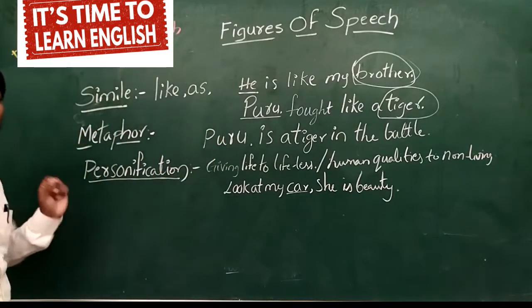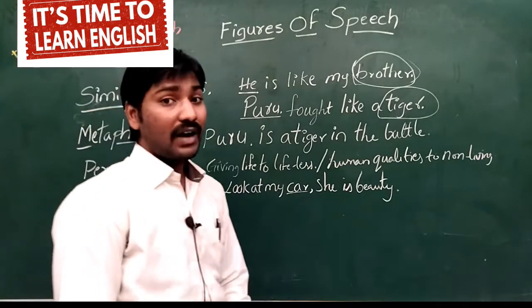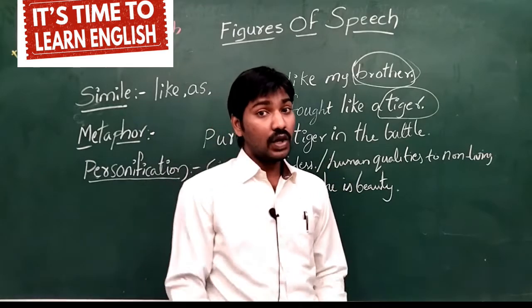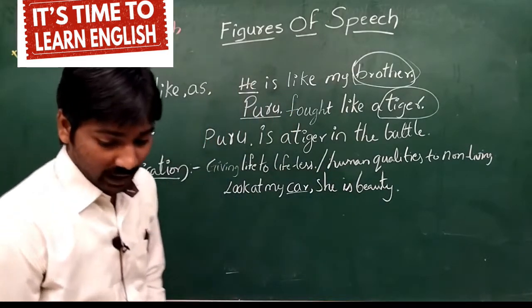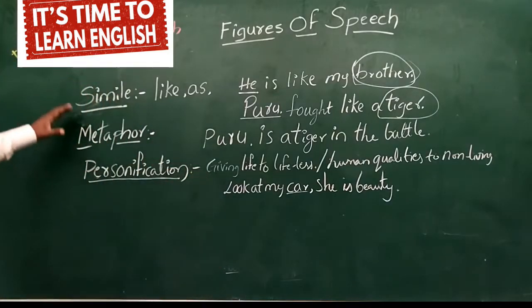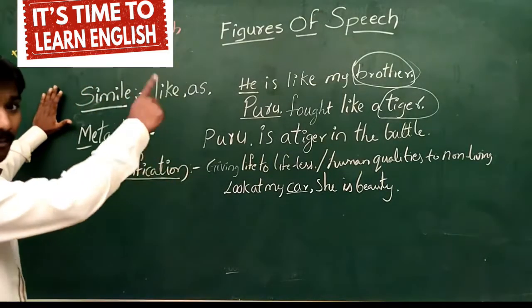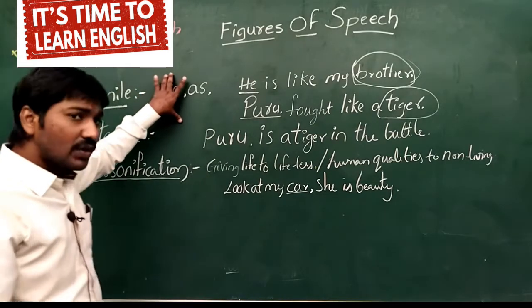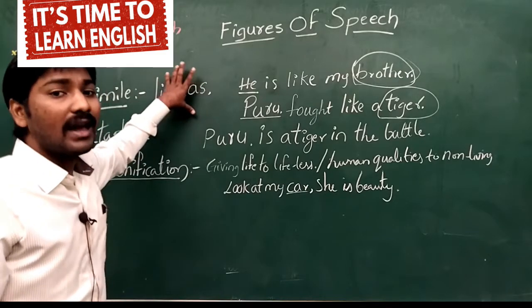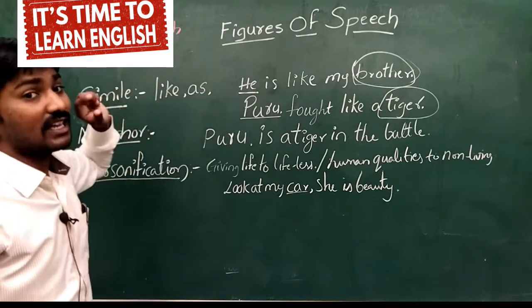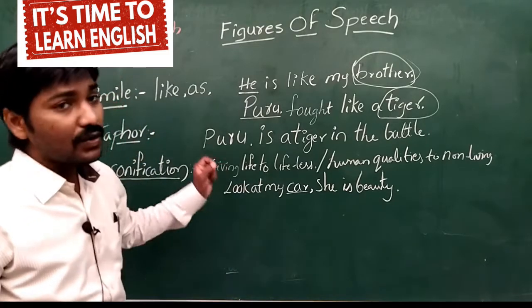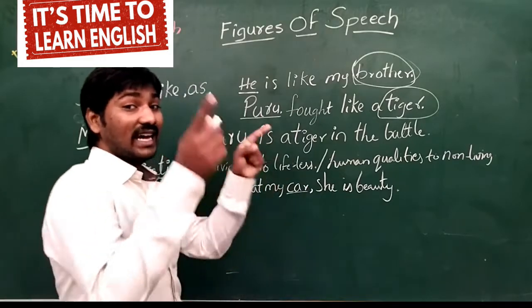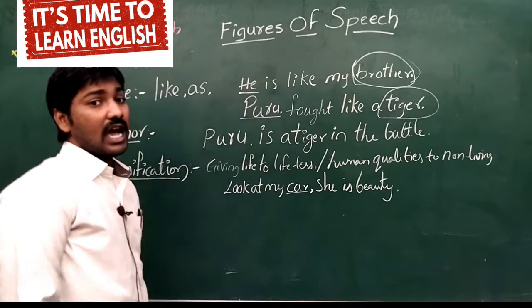So let us discuss these three which were mentioned in the textbook. Apart from that, along with these three, I will teach you which are very, very commonly used in our daily life, figures of speech here in this class. So see here, first these three which were mentioned in textbook. Let me complete and we will go for the next three. So simile. Simile is nothing but using like or as for comparing two unlike things. He is like my brother and Puru fought like a tiger. Like a tiger. So that is simile.